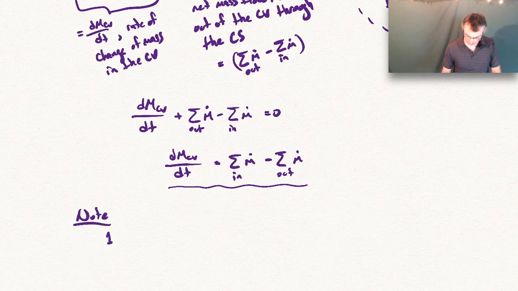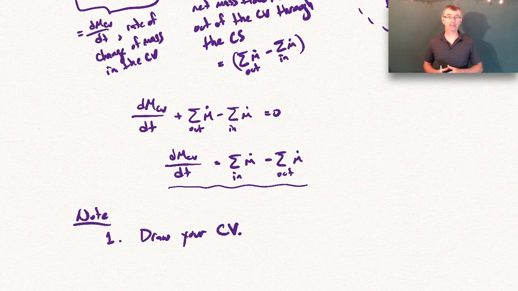It's very important that you draw, let me write it as a D here, draw your control volume. When you apply conservation of mass, it's applied to a control volume. So you have to draw your control volume. It's part of using the equation. There are other reasons you want to draw the control volume.